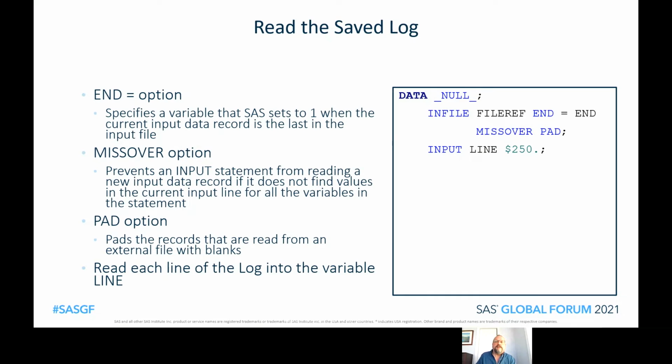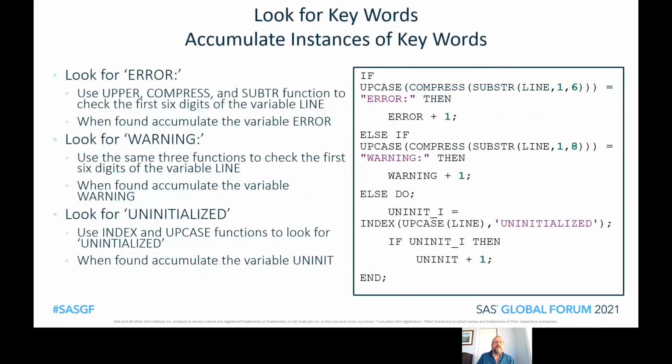Then I read in that saved log. And again, it's a data _null_ statement. This time I'm creating one variable, called line, with a length of 250 characters. And there are a couple of options to make sure that it reads in properly. The missover option won't go to a new line if there are fewer than 250 characters, and it pads anything less than 250 characters with spaces. Also, the end option tells me that I'm at the last record in the input file.